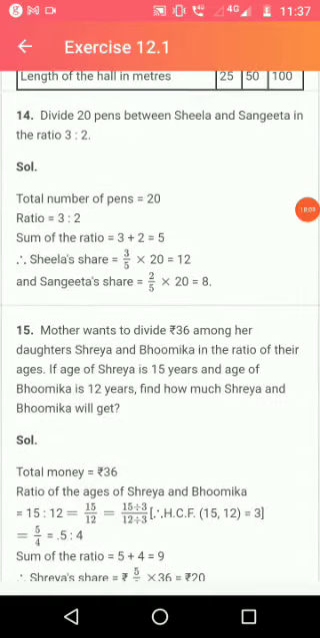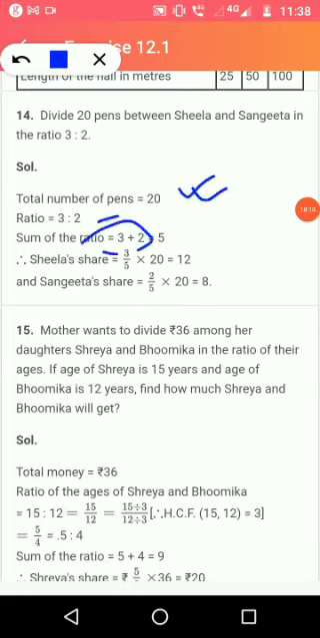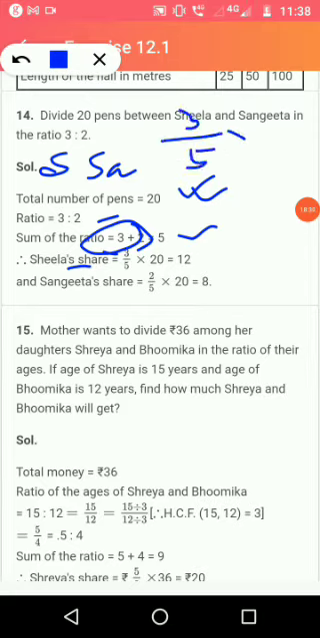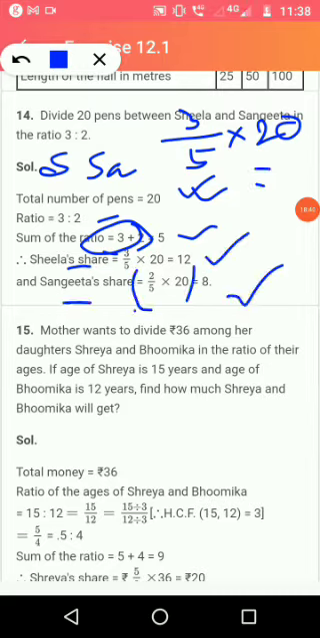Next, question number 14. Divide 20 pens between Sheila and Sangeeta in ratio 3:5. So total number of pens is 20. The ratio is 3:5, so I will find the total ratio, which is 8. Now what is Sheila's share? This is Sheila's share and this is Sangeeta's share. So Sheila's share is 3 by the total number of shares 8 into the total number of pens 20, that is equal to 12. Same thing with Sangeeta's share, 5 by 8 into 20, which is 8.